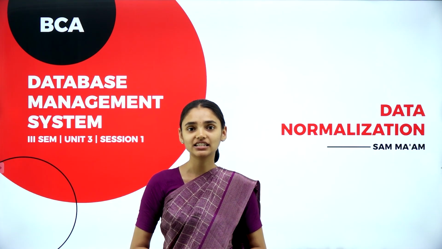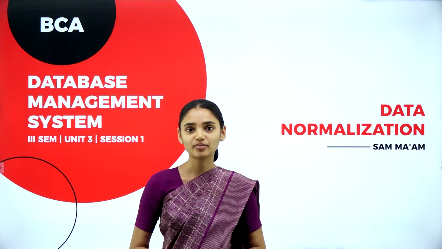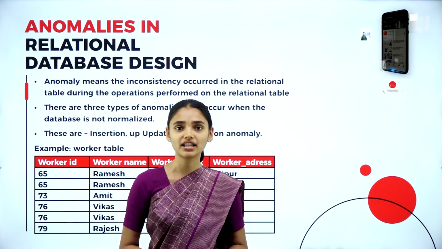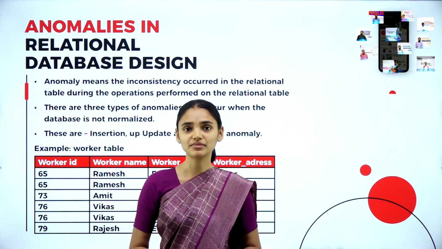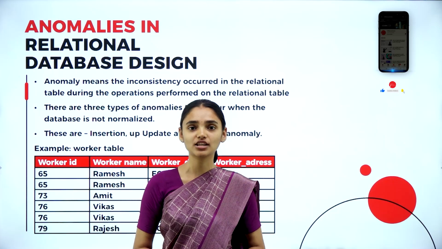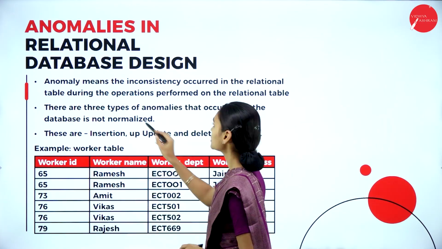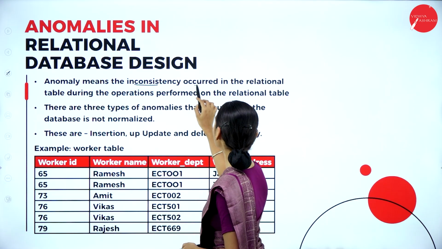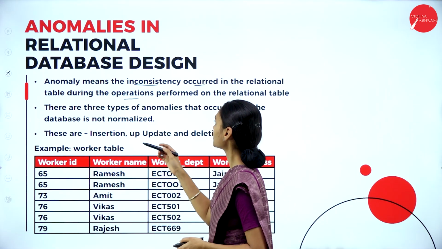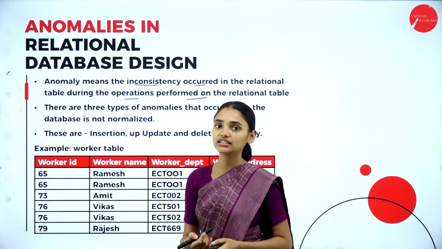So today let us see the third unit as per the Mysuru University, that is data normalization. In data normalization, the first concept is anomalies. Anomalies means the inconsistency or redundancy occurs while performing some basic operations like insert, delete and update. Anomaly means inconsistency occurred in the relational table during the operations performed on it. The operations may be insert, delete and update.